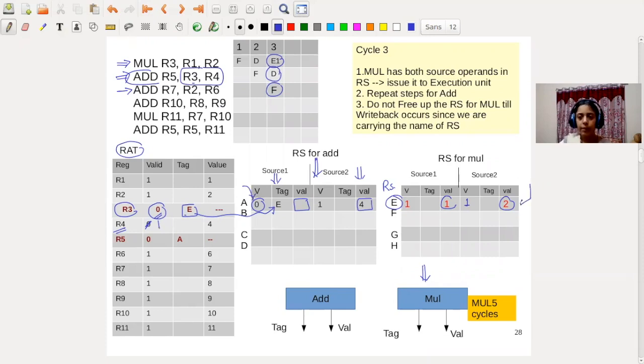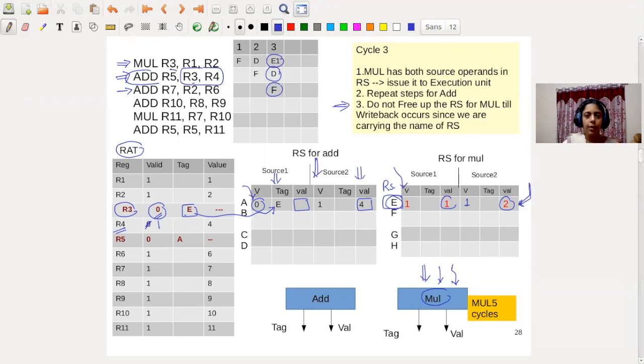Although the multiply reservation station has passed on the instruction to the multiply unit, we cannot free up this reservation station. So do not free up the reservation station for mul till the write back is complete, because we are carrying the name of this reservation station. If you free this up and then put some other instruction here, we are going to lose that connection that we have right now, and therefore we are not going to free up this reservation station for multiply, although we have passed on the instruction to the multiply unit. So towards the end of this whole phase, we will understand why this is done like this.